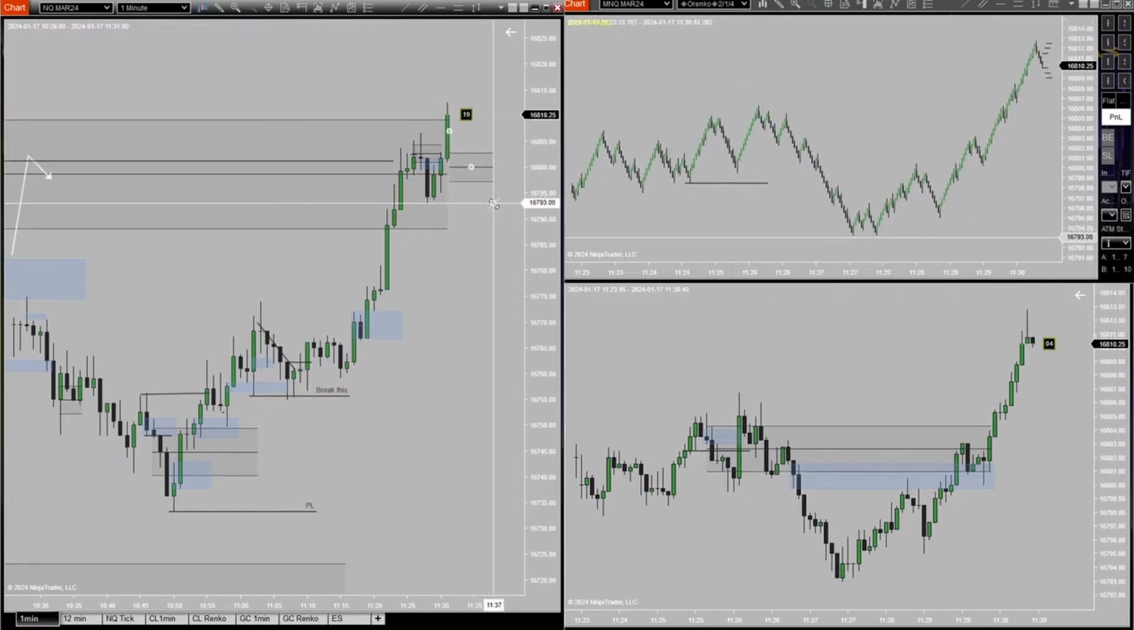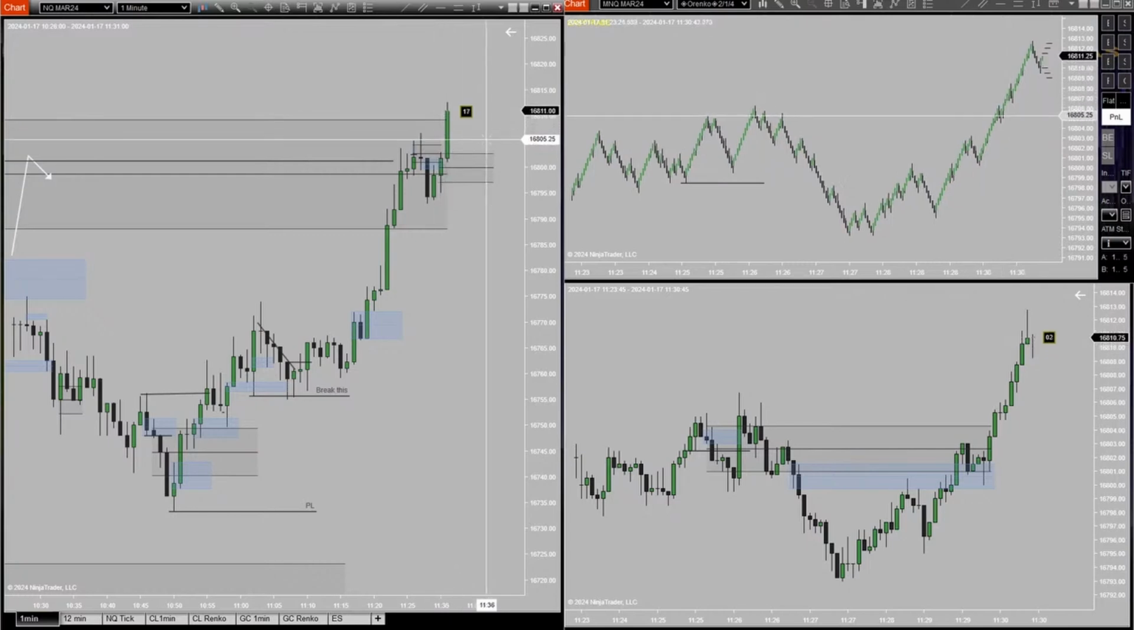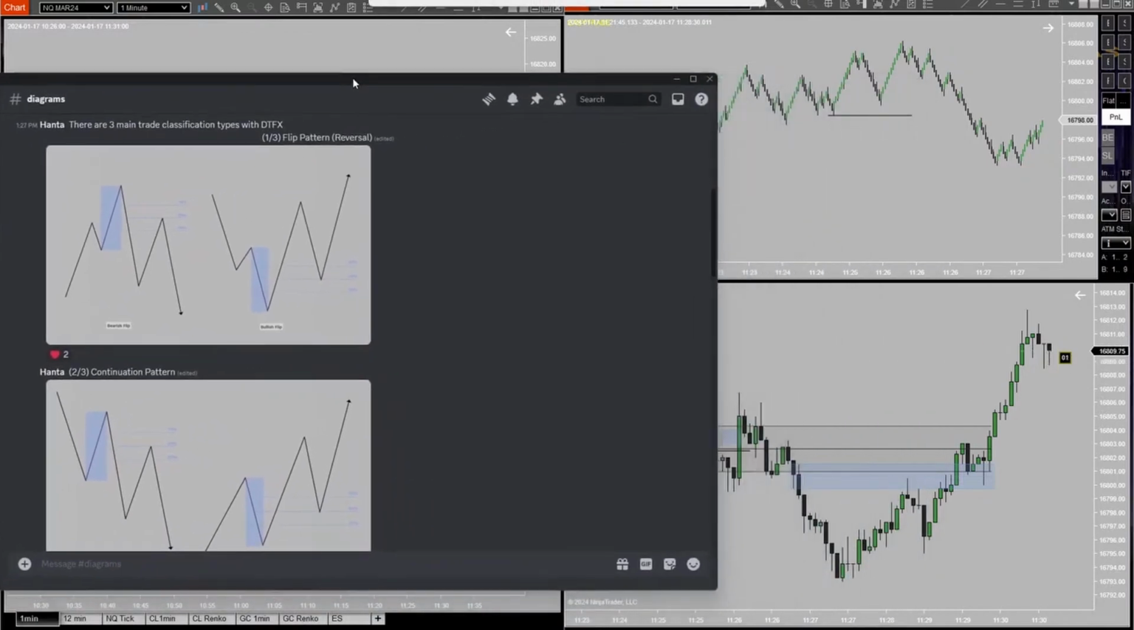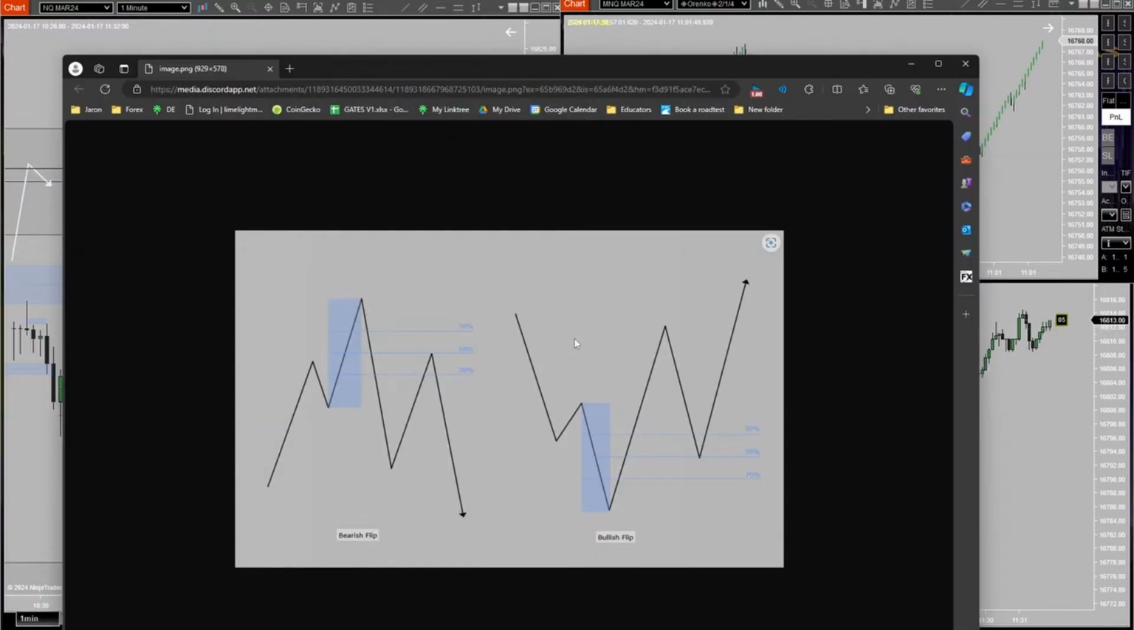So that's generally what we do. There's kind of three main ways to play. I'll bring up those diagrams now. So now you kind of understand structure and whatnot. There's a little bit different criteria on how you can trade. So we got obviously our flip pattern. So you have a flip trade.